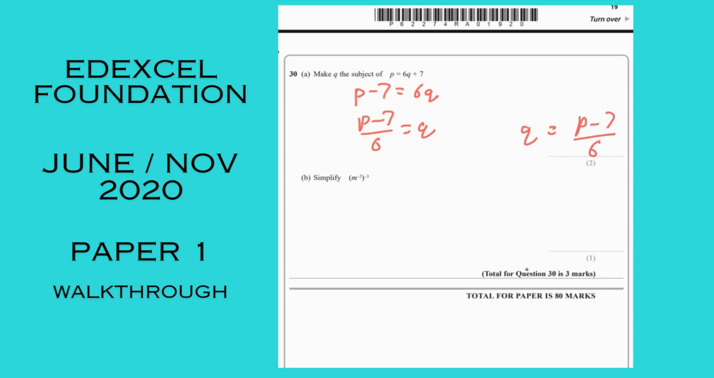And finally, laws of indices. Power to a power, you should multiply the powers. Minus times a minus, positive 6. So answer m to the 6.